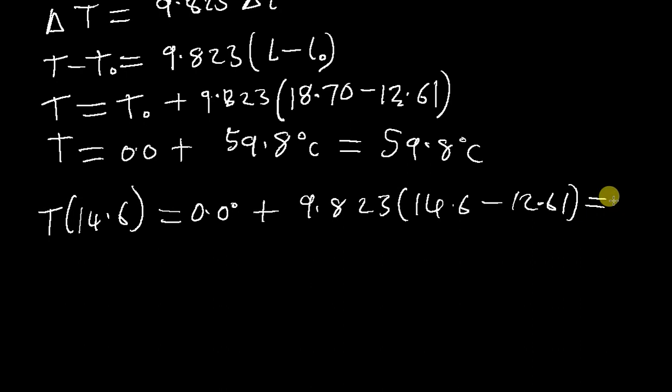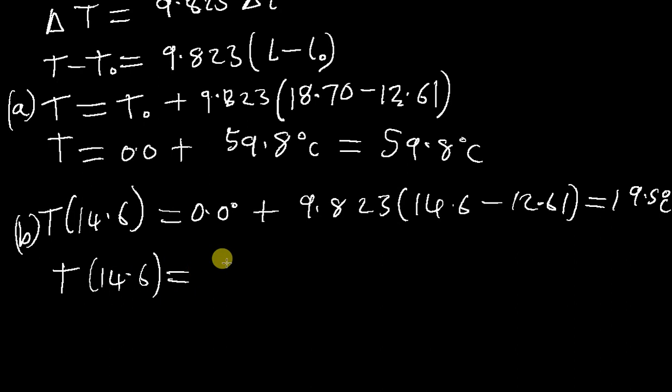So this is equal to, when you do your calculations there, you find your answer to be 19.5 degrees Celsius. So this was our A, then this is B. So T, when the length is 14.6, is simply 19.5 degrees Celsius.